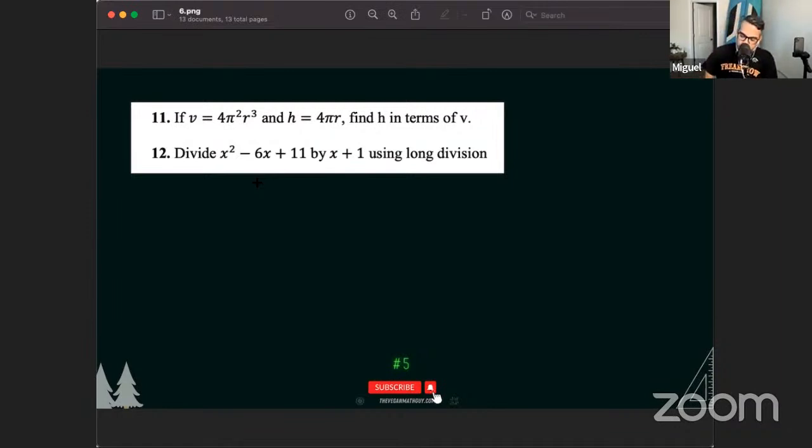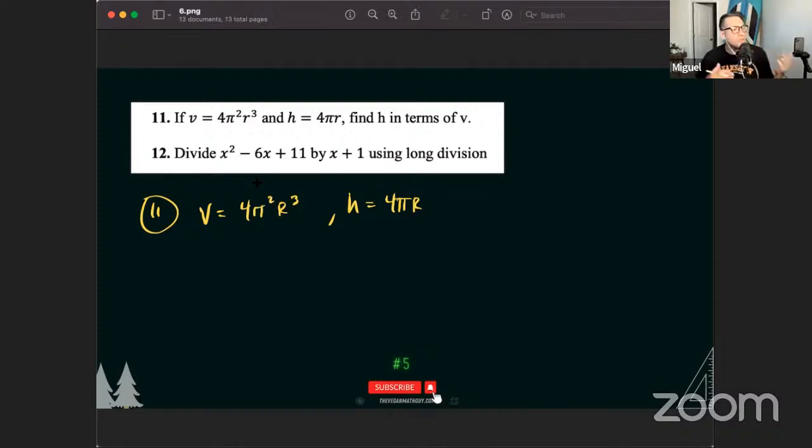So for number 11, they give us the equation for the volume, and they want us to solve this for V. So they want us to isolate V. Wait, find H in terms of V. Oh, I see what's going on. Never mind. They give us two equations. So they tell us that H is equal to, they give us two equations. A little interesting here. Honestly, we just kind of switch gears, if you will.